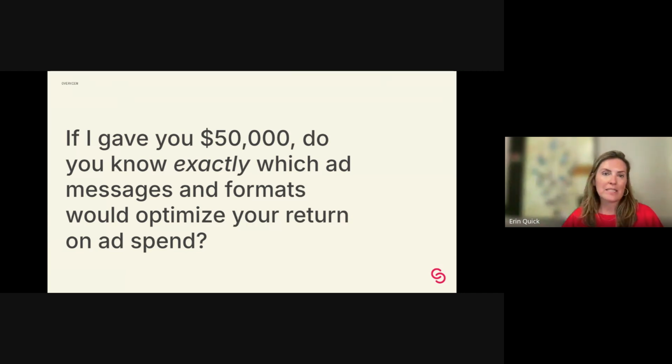But just some examples here: if compensation is a message that is really resonating, great. But which message within compensation? Because there's multiple messages that you can use around compensation. We'll talk about that in a second. And then with format, is it video? If it is video that resonates most, is it a testimonial from a surrogate? Is it an overview on the process?